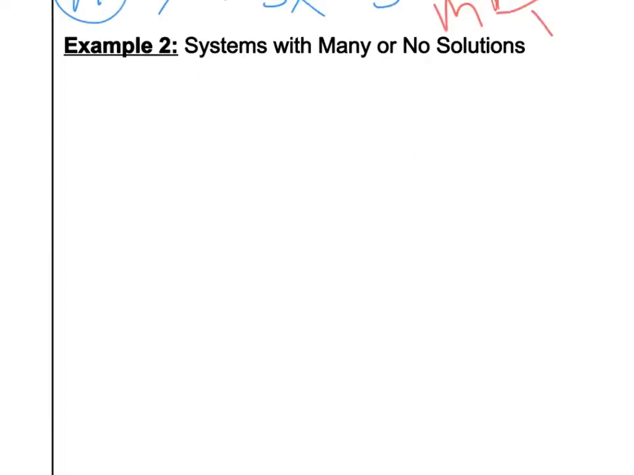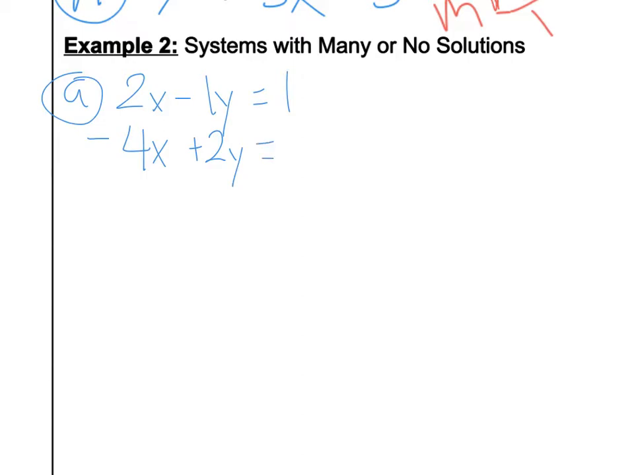Okay guys, here in example 2, we got 2 parts of this. It's talking about systems that, yeah, I know, you're loving the lightsaber already, aren't you? I can tell. But systems that have many or no solutions. So we got a couple parts here. We're going to go example A, and your system is going to be 2x minus 1y equals 1, and then we have negative 4x plus 2y equals negative 2.